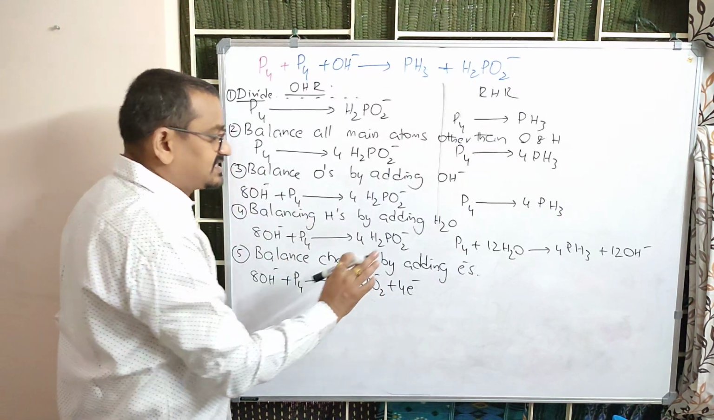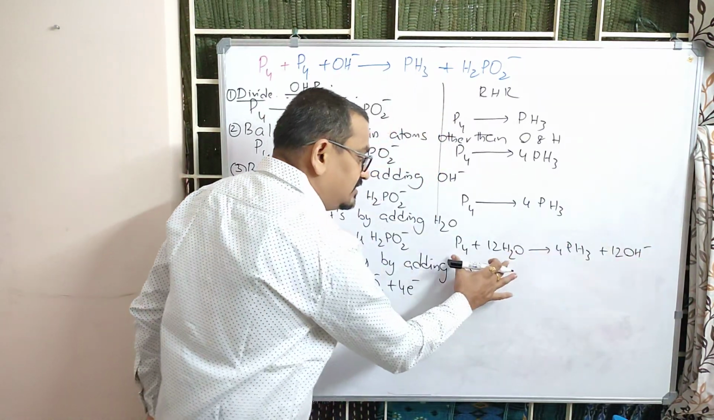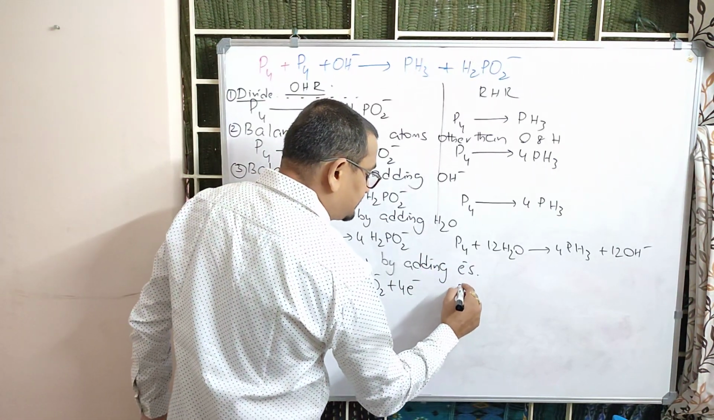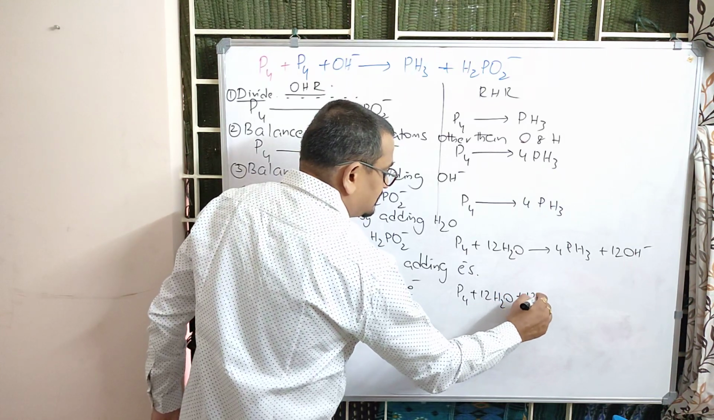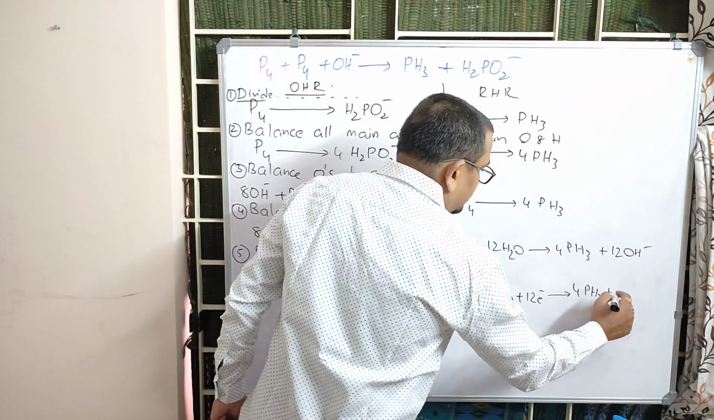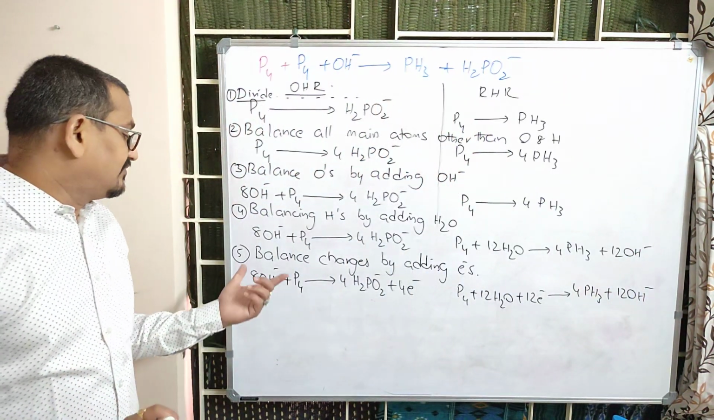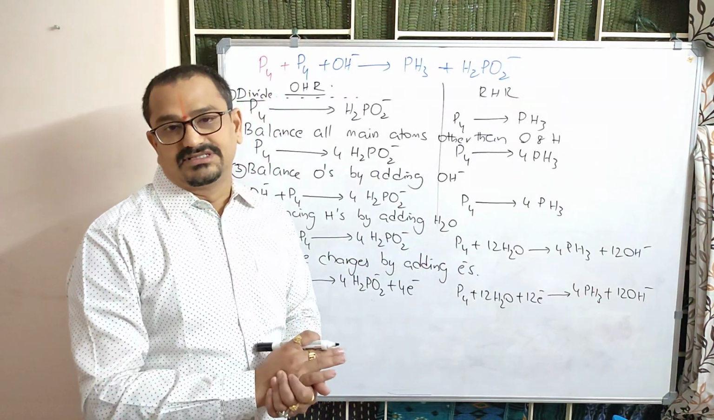Right? Next, when it comes to this one, here 12 minus charges are there on the product side, on the reactant side no minus charges are there. So let us add 12 minus charges here. 12 H2O plus 12 minus charges giving rise to 4 moles of PH3 plus 12 OH minus. So now we have balanced the charges in both the reactions by adding electrons.